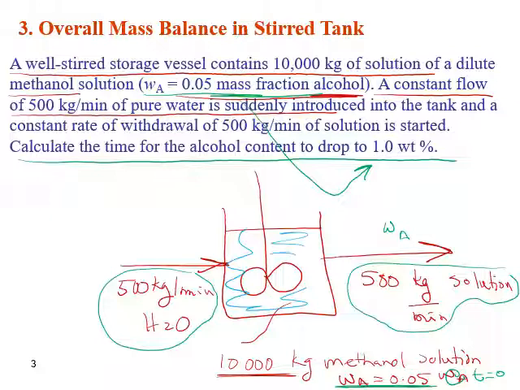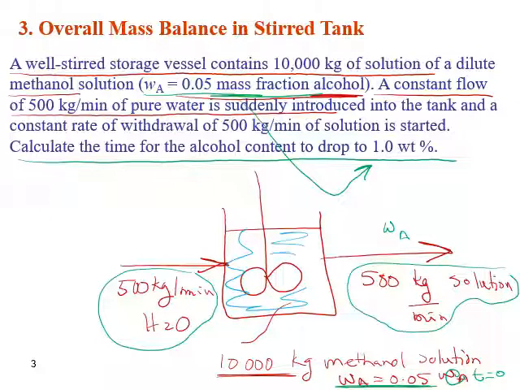Okay. So a well-stirred storage vessel contains 10,000 kilograms of solution of dilute methanol. So I have a storage vessel. Well-stirred means there is a mixer or agitator here, and this one contains 10,000 kilograms of solution. So inside there is 10,000 kilograms of what? Methanol solution.